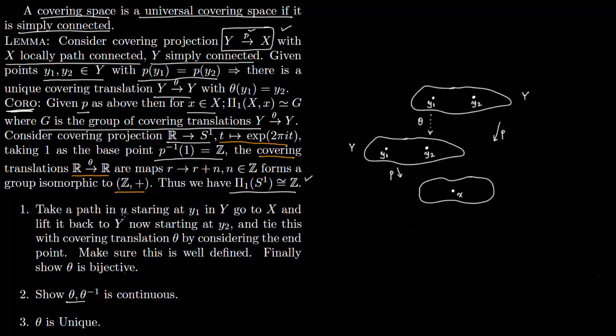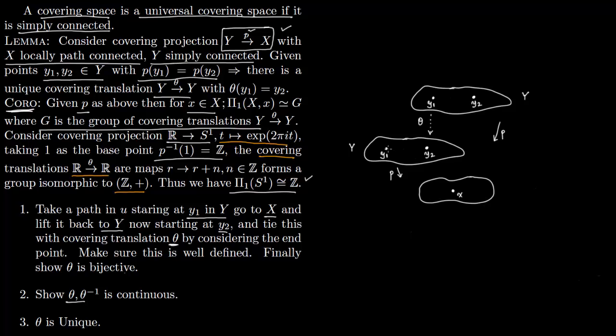So we are going to take a path u starting at y1 in y, project it back onto x, then lift it back to y, that is another copy of y, but it will now start at y2. And then we are going to tie this with covering translation theta by considering the endpoint. So that is quite a mouthful, so let us start.